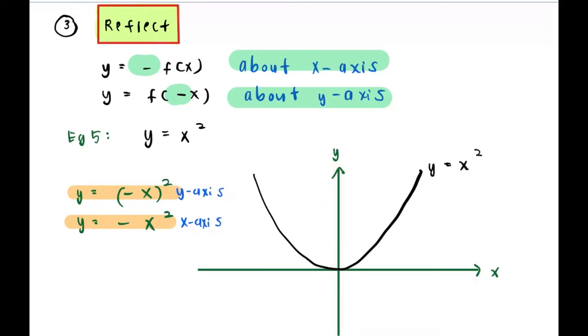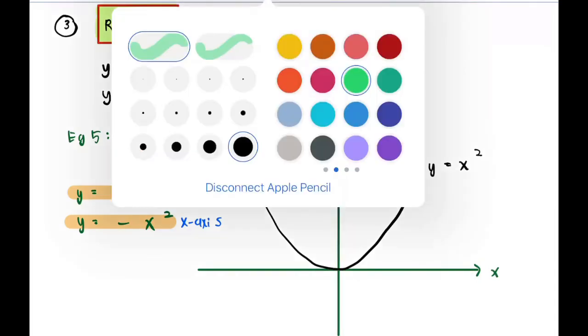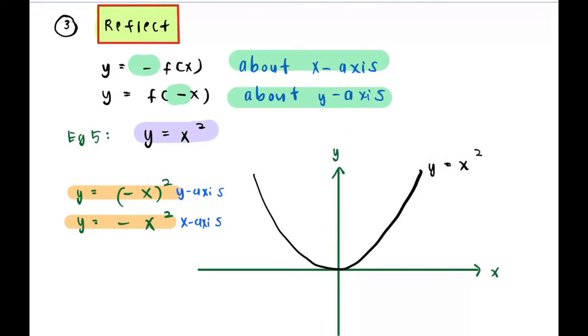Now let's see the difference between both of them. So for example, we have this question here, which is y equal to x squared. Okay, so the first question will ask us to multiply minus inside your x. So this is minus attached to your x here, therefore this is reflecting about the y-axis.